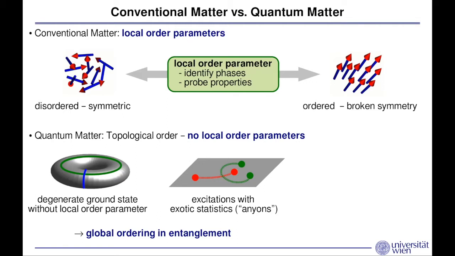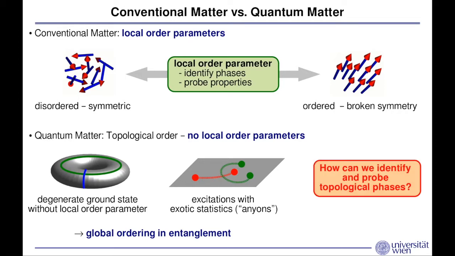And these systems usually have exotic excitations with exotic statistics. Again, this is some global property, because statistics is seen when you move things around each other in very big loops, for instance, right? So it must be something which is not seen only locally. So it means these systems must exhibit some global structure, some global ordering in their quantum correlations, in their entanglement. And this was our motivation, where we came from. How could we identify and probe such topological phases?